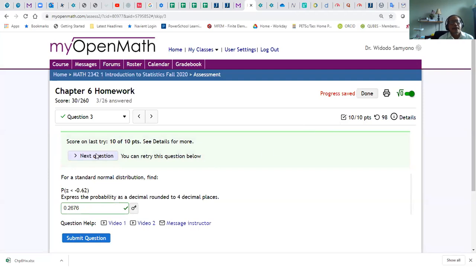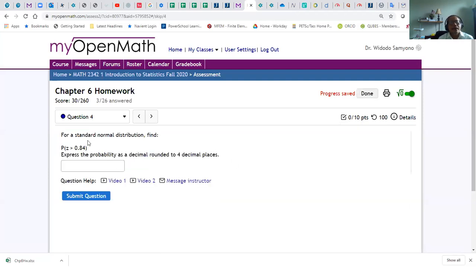Yeah, you can continue with the next one. So for this one it is greater than. Remember if you think about greater than, you need to start from 1, because Excel always looks for the area on the left. So you're looking for Z less than 0.84, so you get the area on the left. If you subtract the area on the left from 1, you get the area on the right. Let me show you how to put it in Excel.